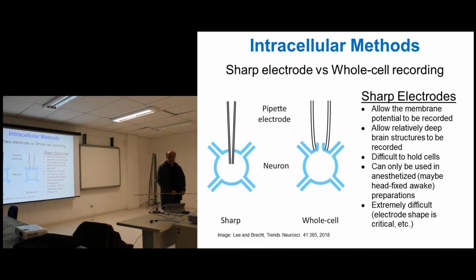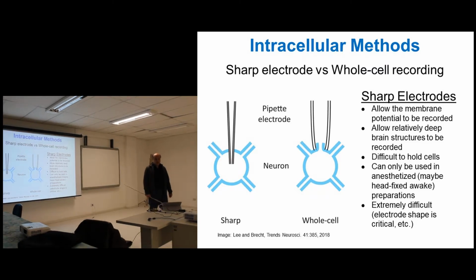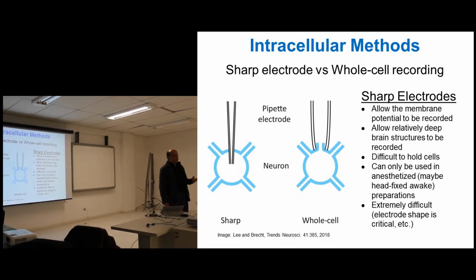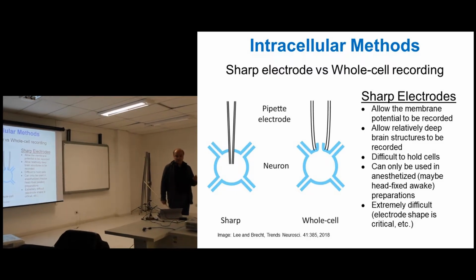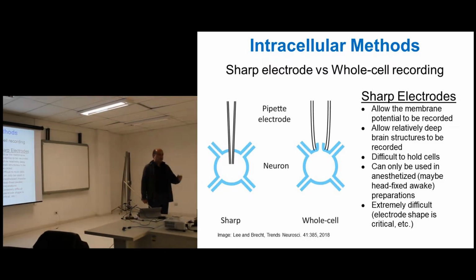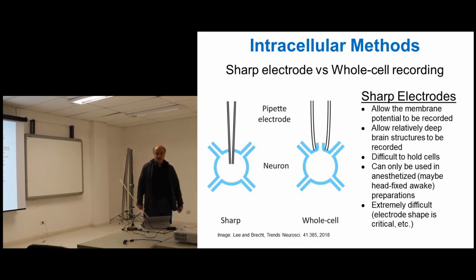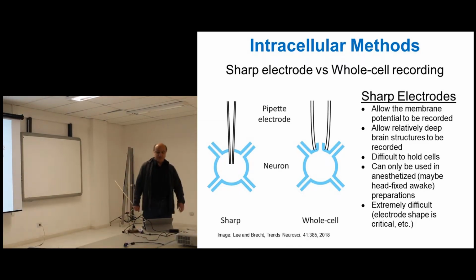I would consider this technique extremely difficult, partly because it's so hard to hold neurons, since the preparation has to be so stable, but also because the shape of the electrode is very, very important, and it's almost an art and not a science to figure out how to get the electrode inside the cell. That makes this something that is very hard to do.